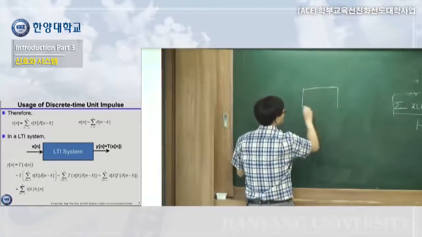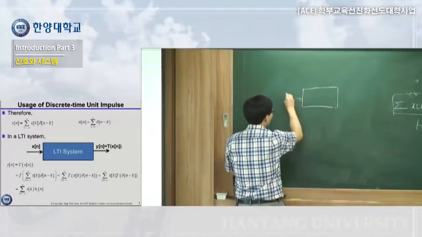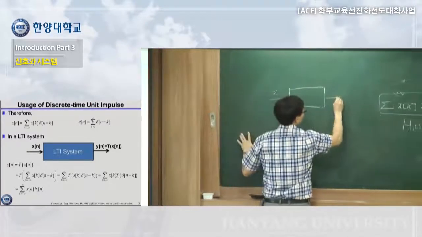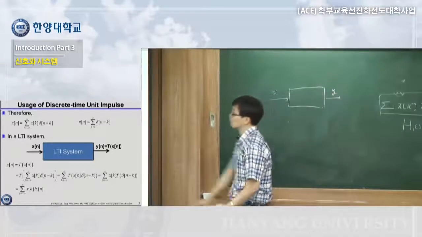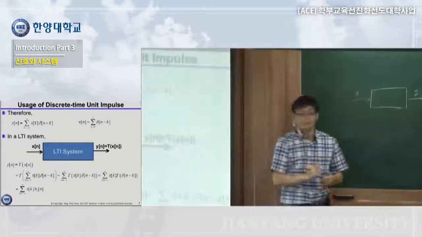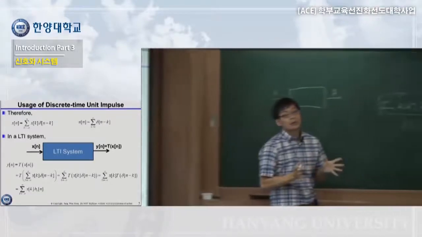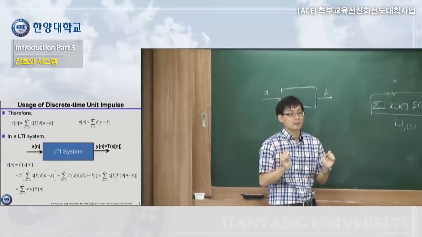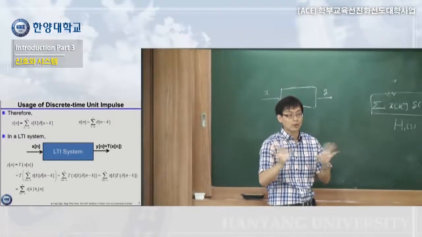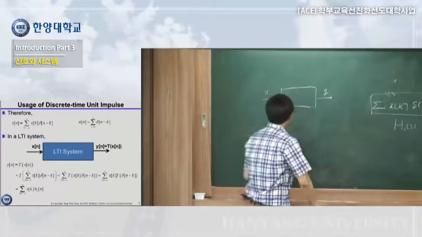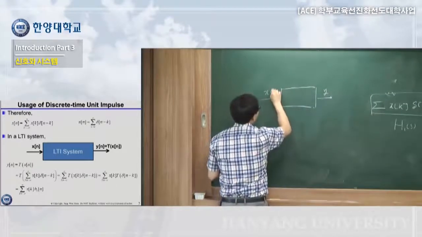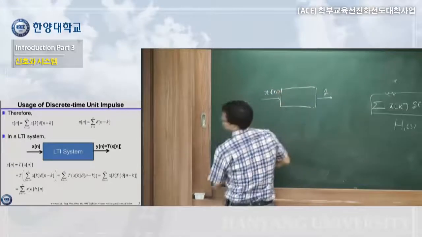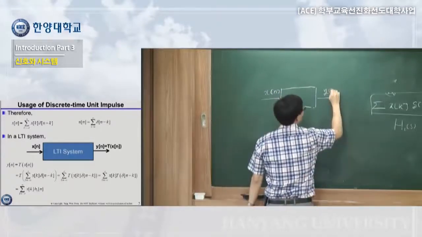Let's go back to the box. This is our input, and this is our output, which is shown here. The assumption is that this is a linear time invariant system. We do not apply this to nonlinear systems right now. So say that this is x[n], or x, and this is y[n].